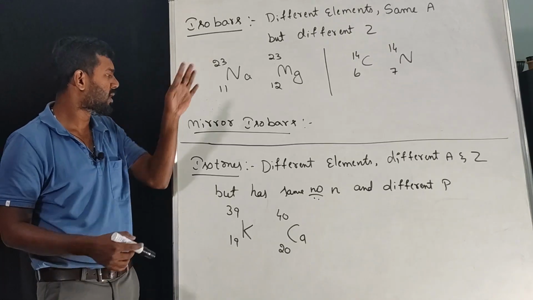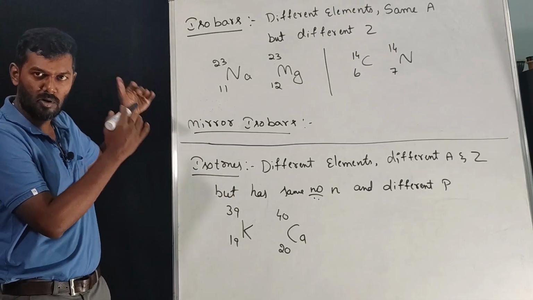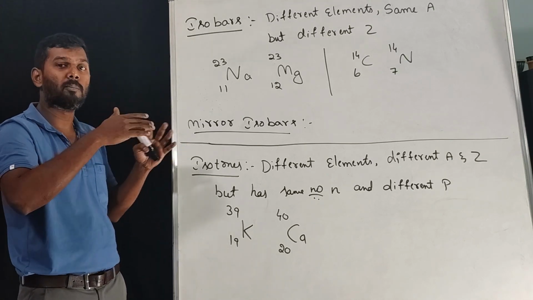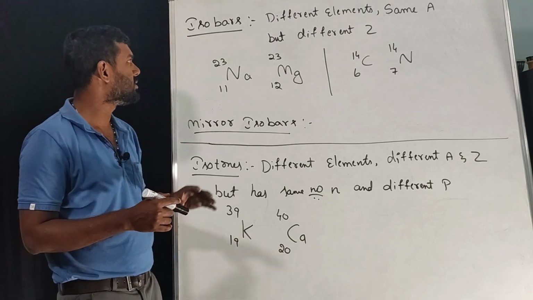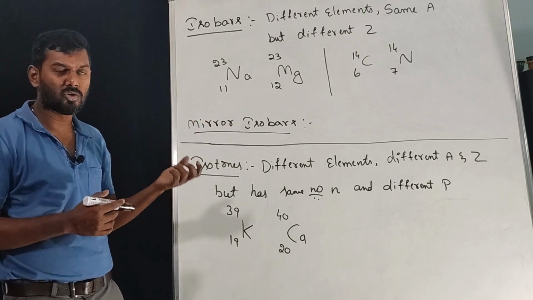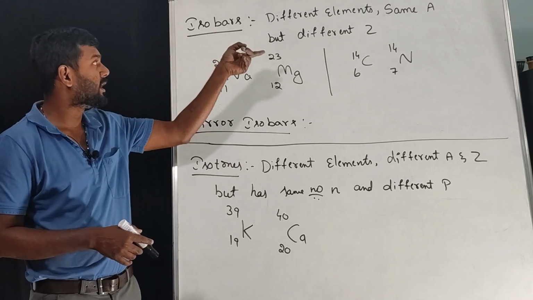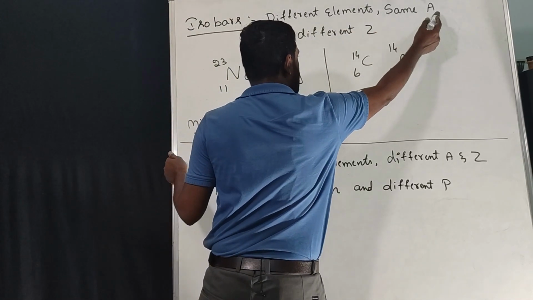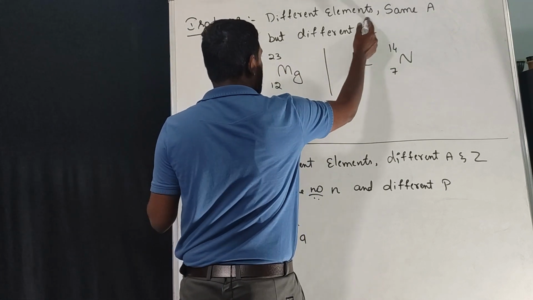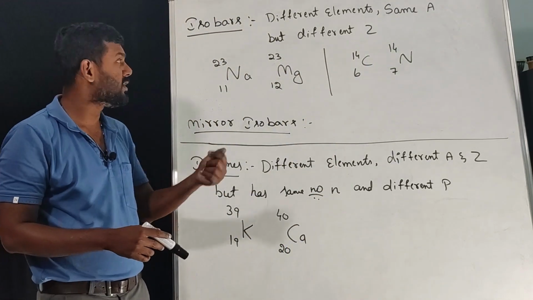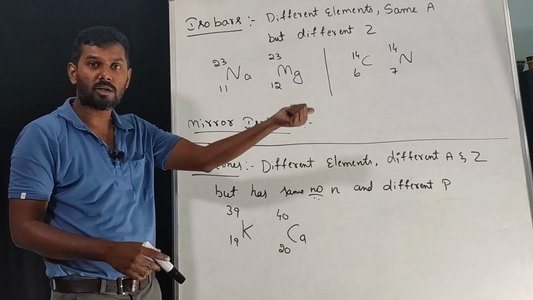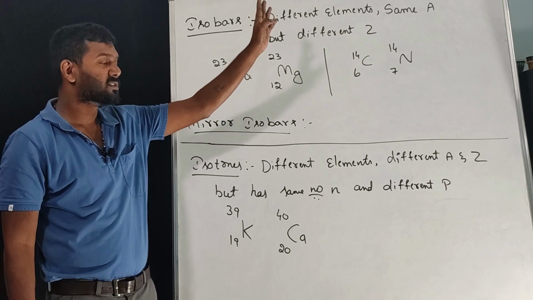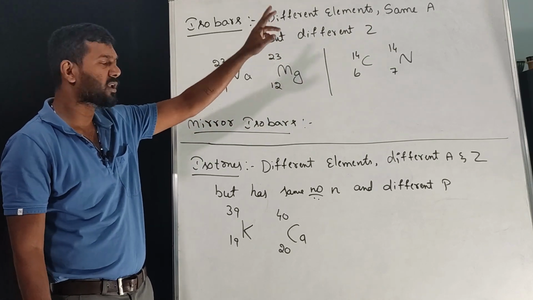Now we'll learn about isobars and isotones. Don't worry, we are going to learn one by one, then only you will understand everything. Finally we can compare them to understand them in an easier way. Now listen, isobars. Isotopes have the same element, but here it is termed as different elements. So different elements, same mass number but different atomic number. That was isotopes: same element, same atomic number but different mass number. This is completely different. So different elements, same mass number and different atomic number.